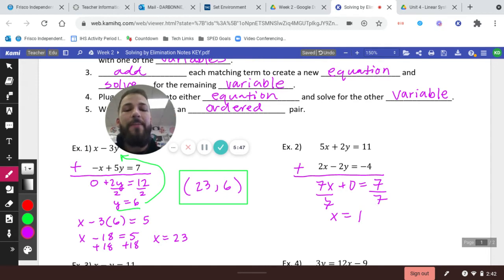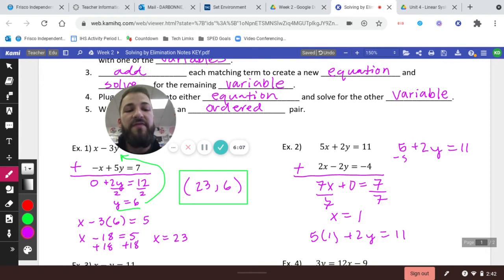And then I can plug that back in. Doesn't matter which equation we plug into. I'm going to plug into the one that has positive y's. I always think it's easier to stay positive if possible. So 5 parentheses 1 plus 2y is equal to 11. So that gives us that 5 plus 2y equals 11.